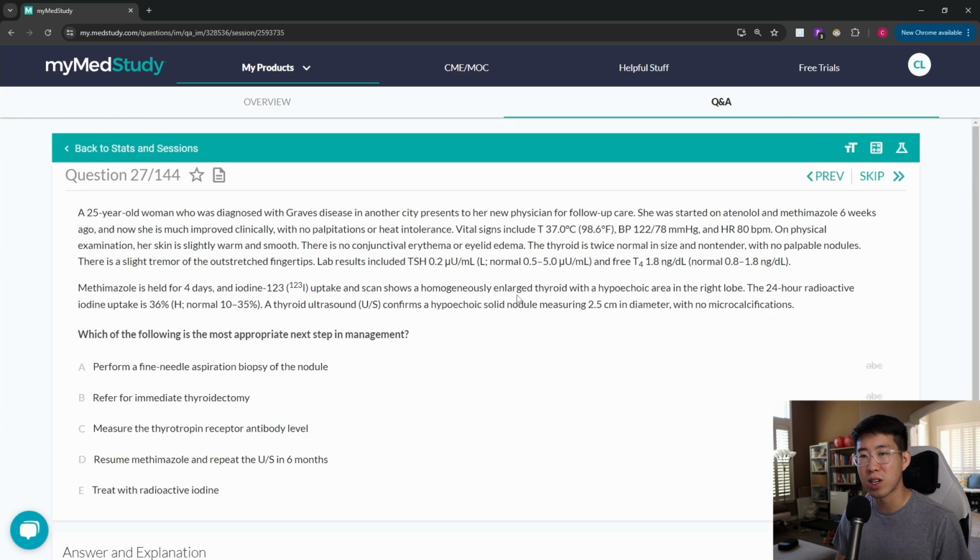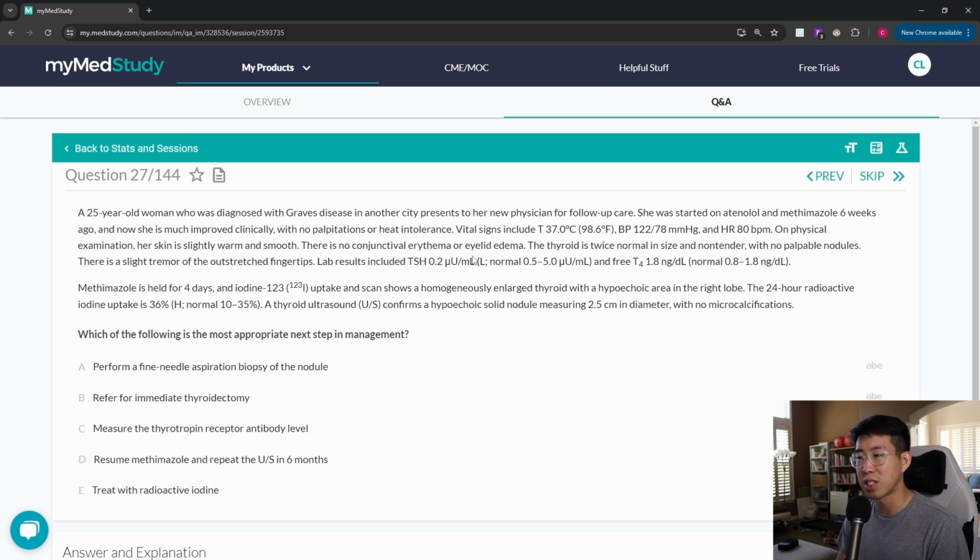All right, let's do the next question. A 25-year-old woman who was diagnosed with Graves' disease in another city presents to her new physician for follow-up care. A thyroid ultrasound confirms a hypoechoic solid nodule measuring 2.5 centimeters in diameter with no microcalcifications. Which of the following is the most appropriate next step in management? Perform a fine needle aspiration biopsy of the nodule, refer for immediate thyroidectomy, measure the thyrotropin receptor antibody level, resume methimazole and repeat the ultrasound in 6 months, and treat with radioactive iodine.